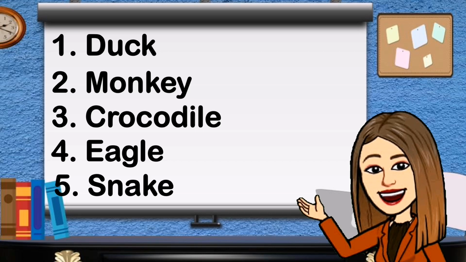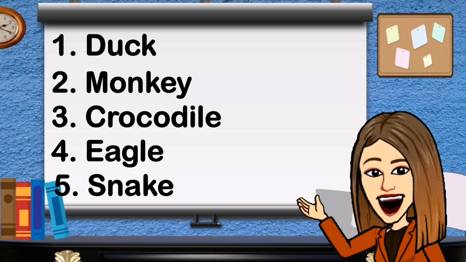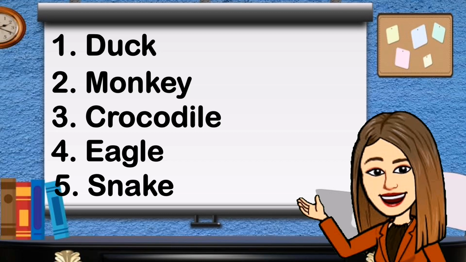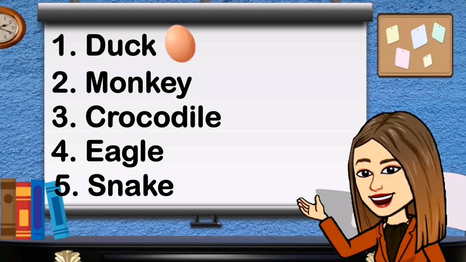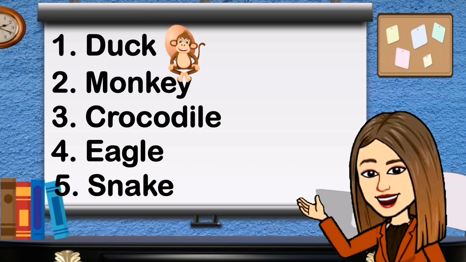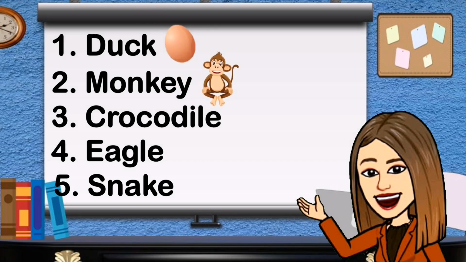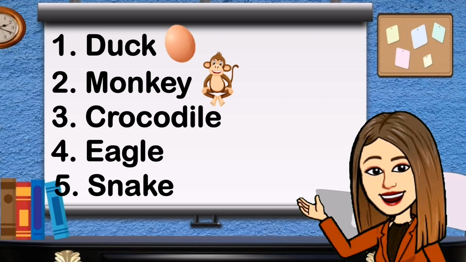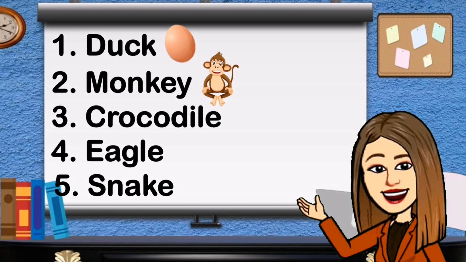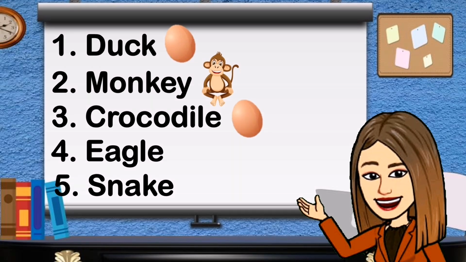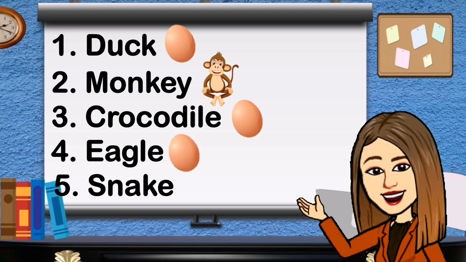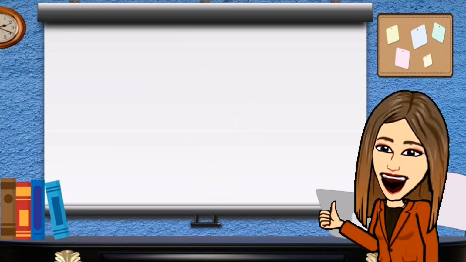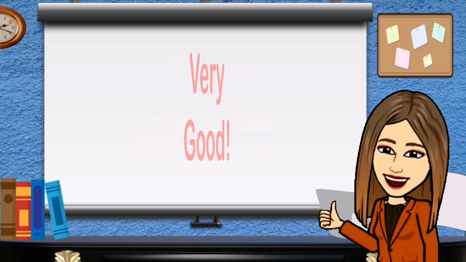Now, let's check your answers. Number 1 is duck. Duck is egg laying. Number 2, monkey. Not egg laying. Number 3, crocodile. Egg laying. Number 4, eagle. Egg laying. And number 5, snake. Egg laying. Did you get the correct answers? Very good.